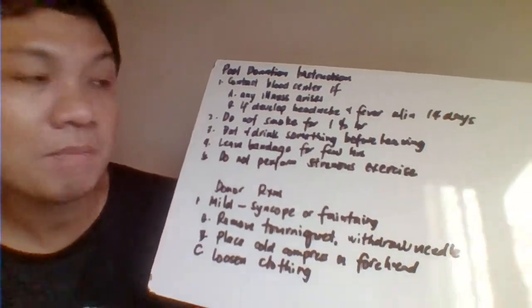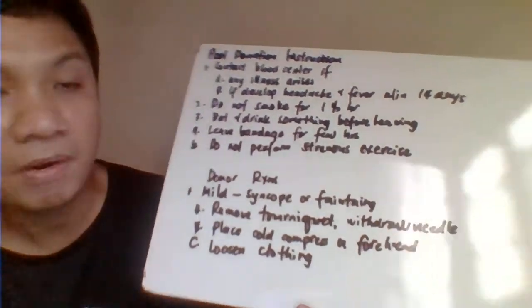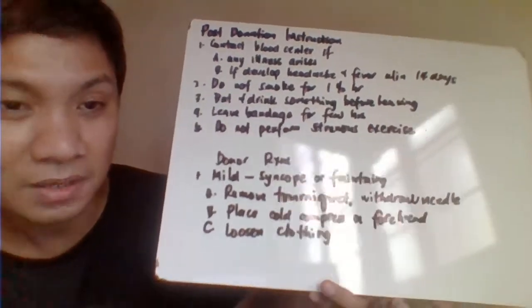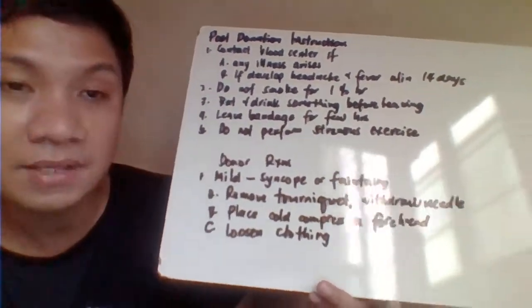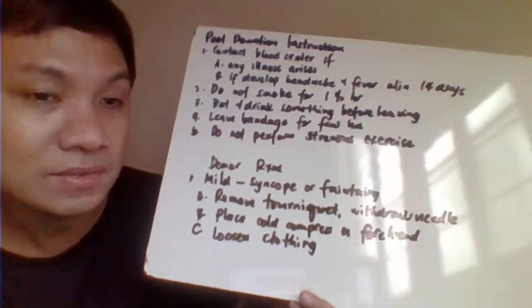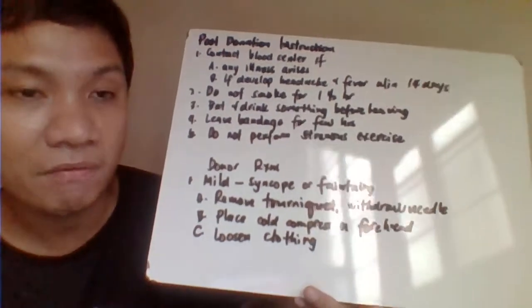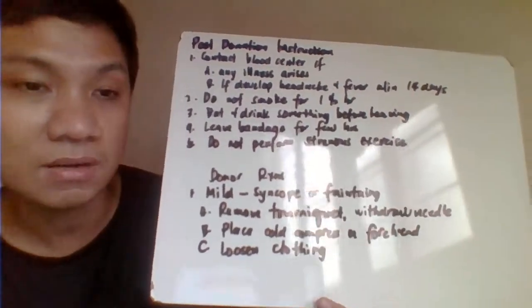Okay, another one, leave the bandage for a few hours in the forearm para hindi mag-bleed. Do not also perform strenuous exercise. Baka sugat. Another one, we have here the donor reactions. Mild, like syncope or fainting. So all you need to do here is remove the tourniquet, withdraw the needle, provide adequate airways, loosen the clothing of the patient, and all.